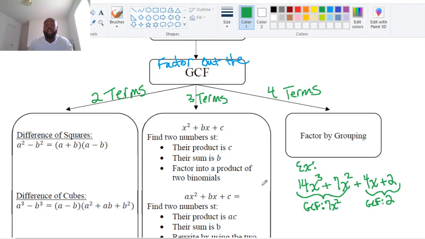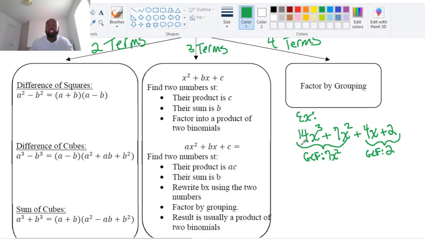And so what I'm going to do next is factor out the GCF. So if I factor out the GCF of these first 2 terms, I'm going to get a 7x squared, and what I'm going to be left with is a 2x plus 1. And when I factor out a 2 here, I'm going to be left with a 2x plus 1. So the reason why we say factor by grouping is because we group 2 by 2.